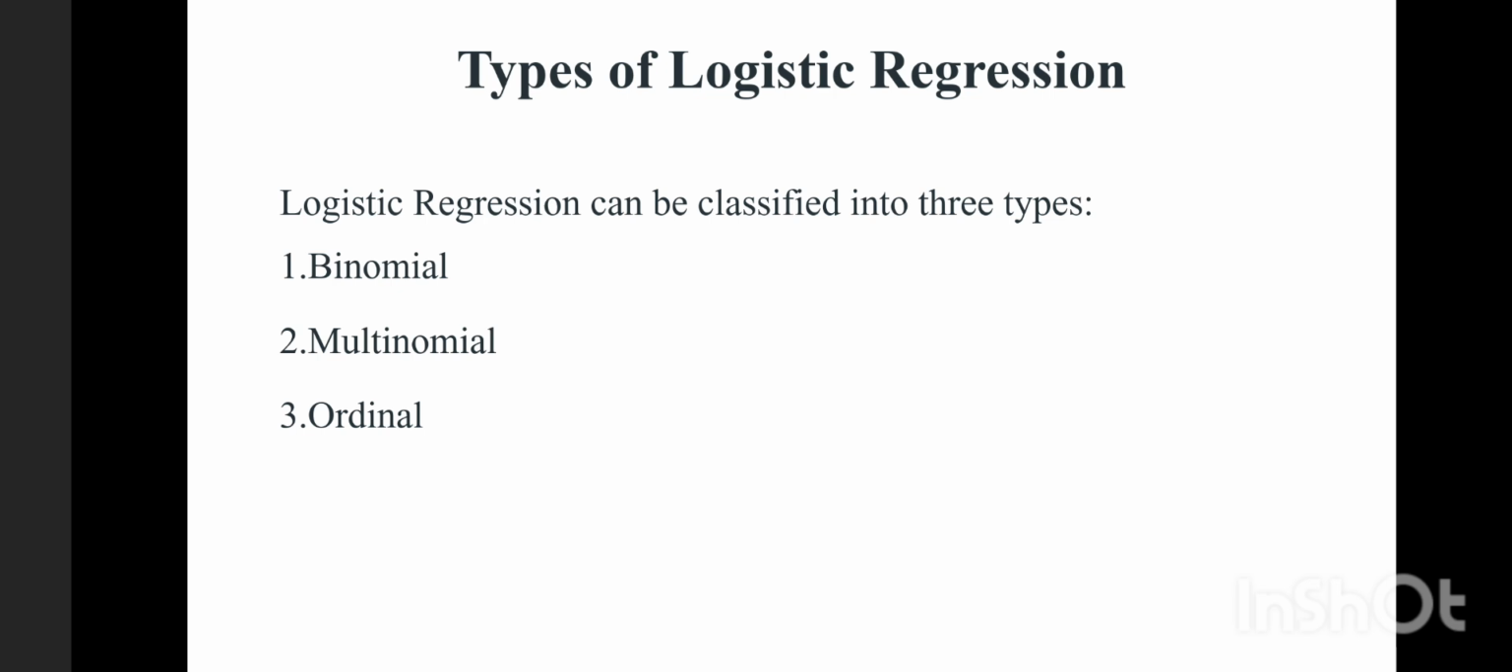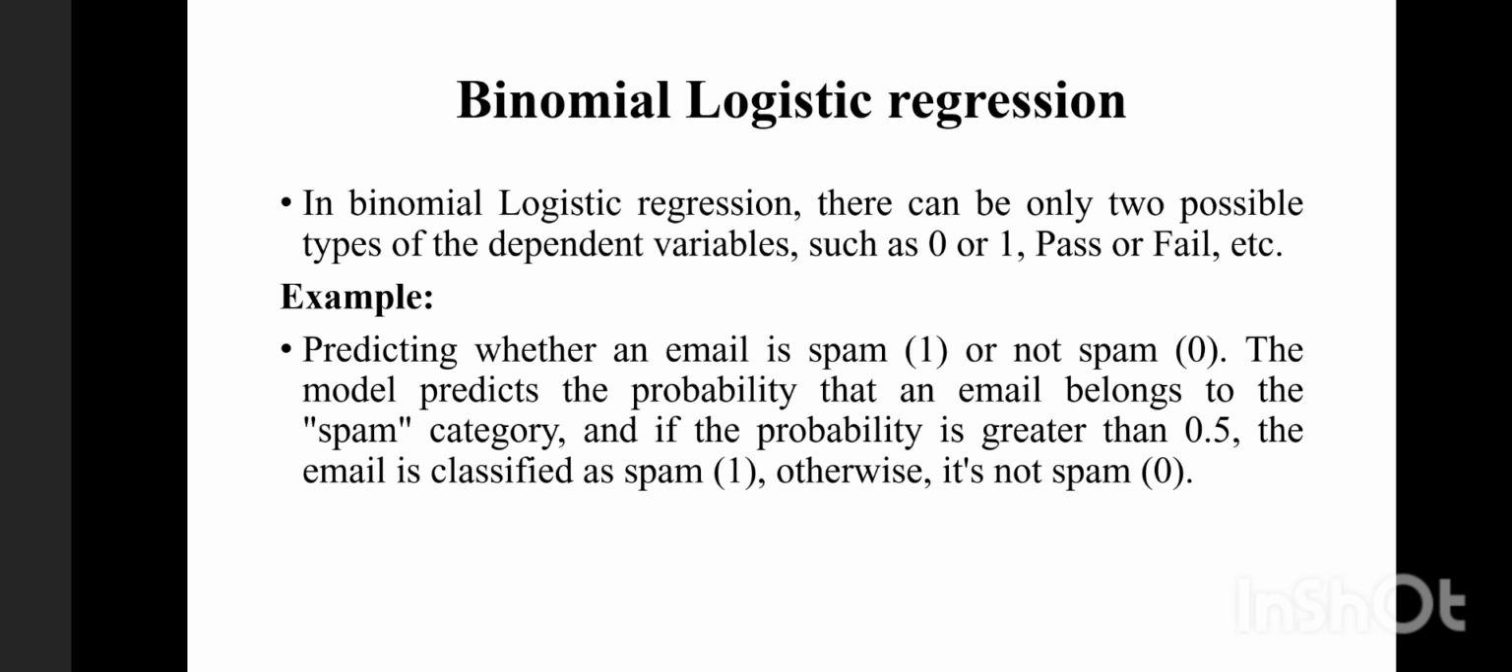Then the next one is types of logistic regression. Logistic regression is divided into three types: binomial, multinomial, and ordinal logistic regression. Each type is used for different classification tasks. The first one is binomial logistic regression. Binomial logistic regression contains only two possible outcomes, such as pass or fail. It is commonly used in spam email detection. The prediction result is either 0 or 1.